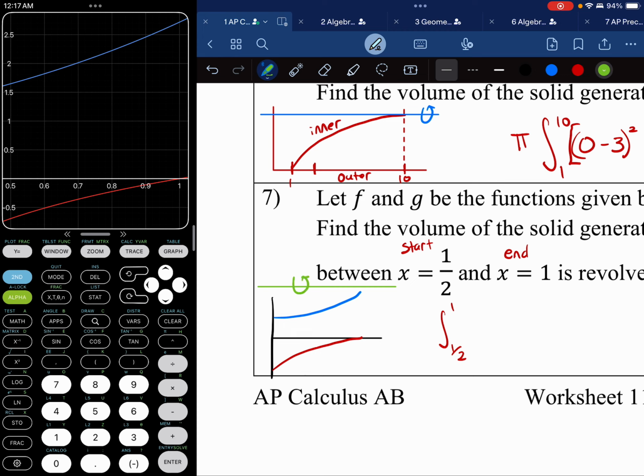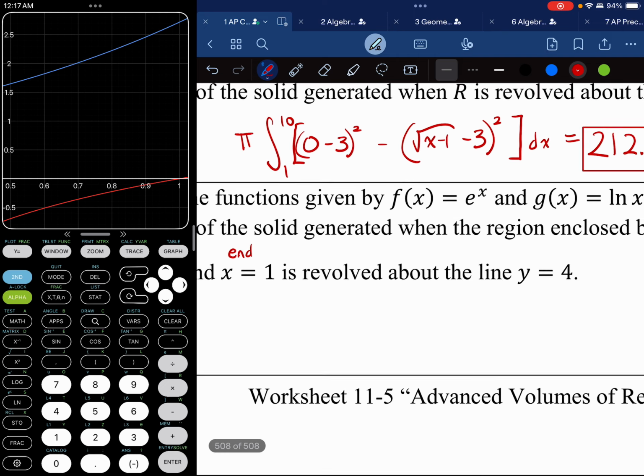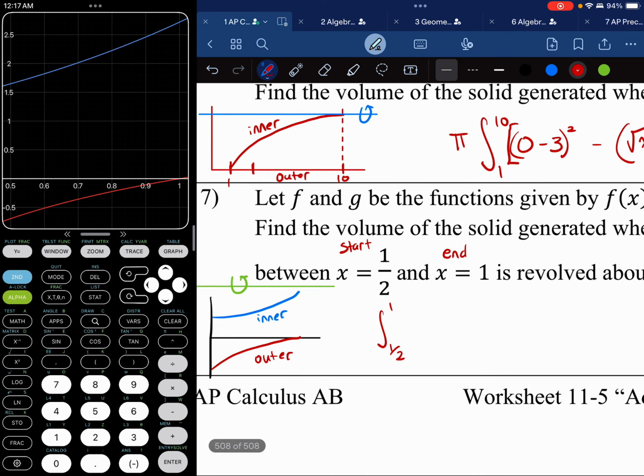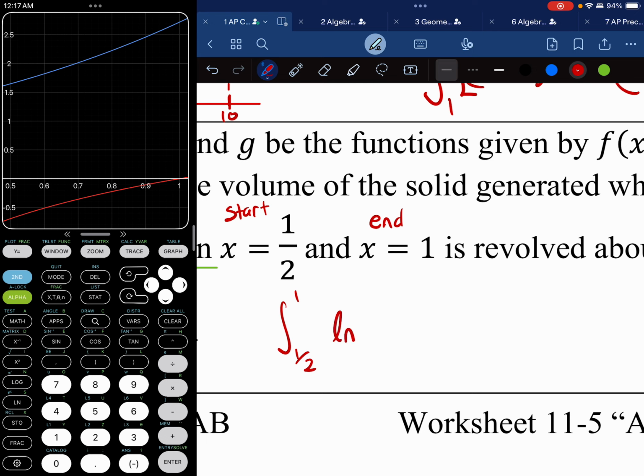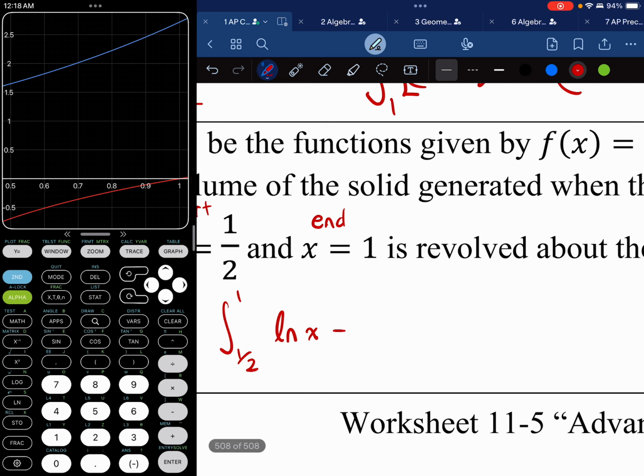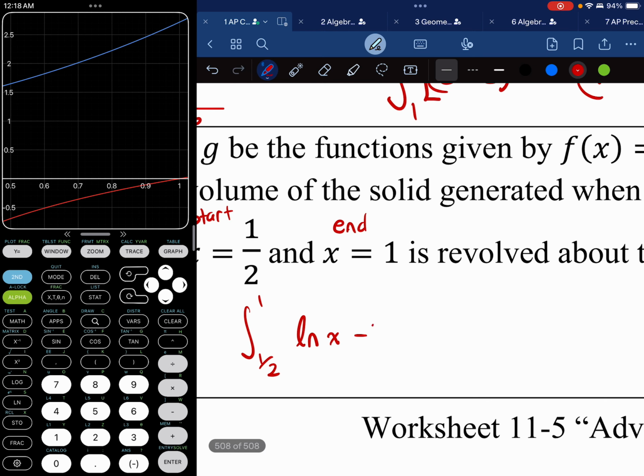If I'm rotating around this axis, that means that my inner function is the blue function, and my outer function is my red function. I'm going to start with my red function, and my red function was the second one that I entered. The second one is natural log of x. So I'm going to start with natural log of x. I can now subtract whatever the line of revolution is, 4, and that entire quantity is going to be squared, minus the next function, e to the power of x, which is technically in blue. Might as well color code this thing. e to the power of x minus 4, that entire quantity squared.